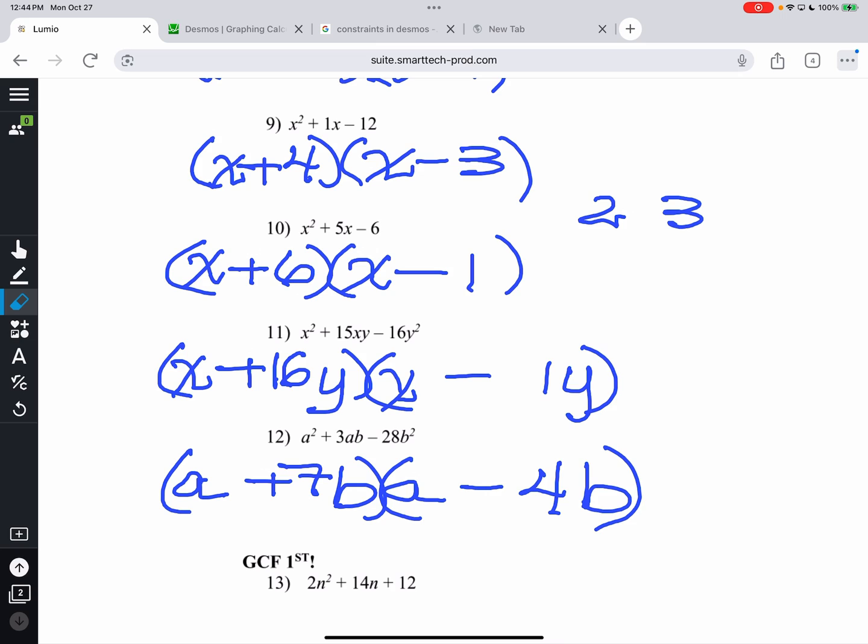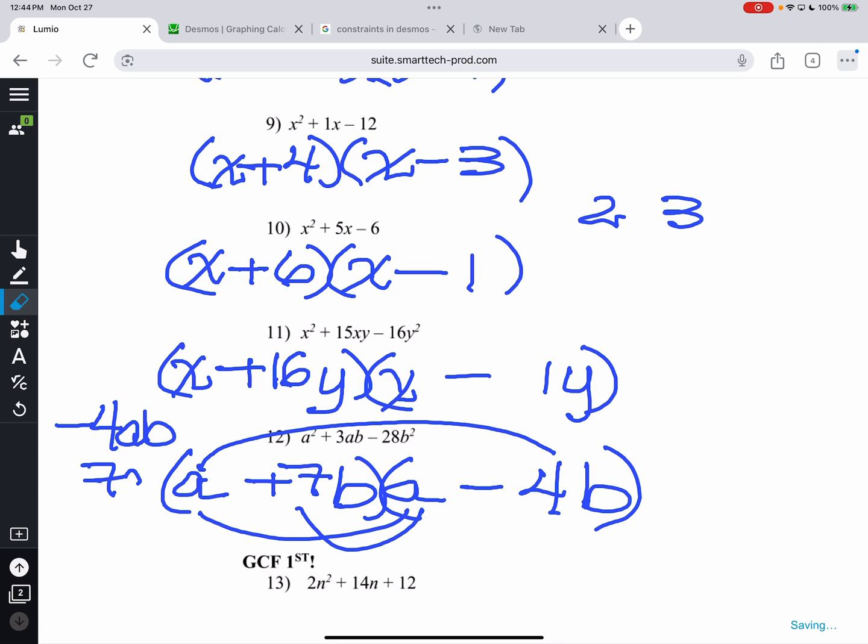For a squared plus 3ab, do we ignore the a? All right, when we FOIL, we're going to go a times a, that's a squared. And then for outer, a times negative 4b, so that gives us negative 4ab. And then your inner gives you a positive 7ab. So they just morph together. Yeah, you don't have to try to bring in a variable.